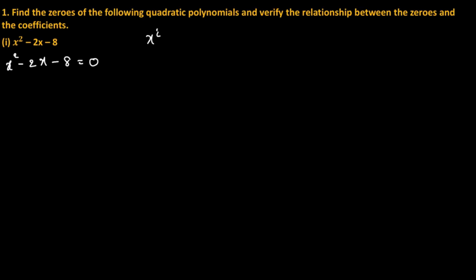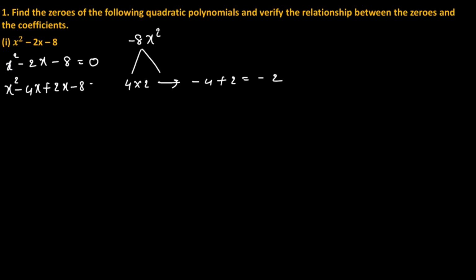Multiply the first and last term. This will be minus 8 into x squared. Let us find out the factors of 8. So you can write it like 4 into 2. If you sum these two, you need to get the middle term. Minus 4 plus 2 will be minus 2. You can write this as x square minus 4x plus 2x minus 8 is equal to 0.